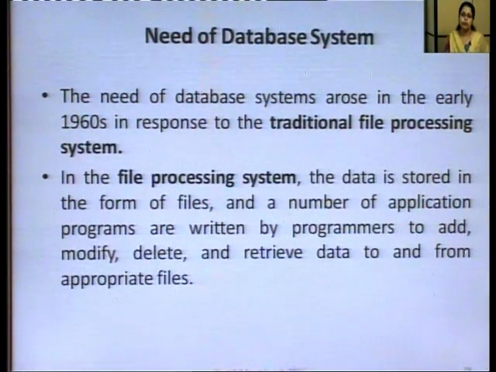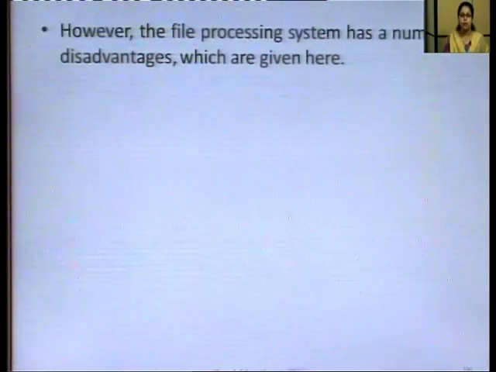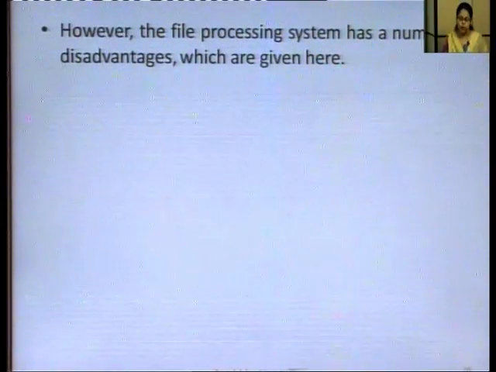In the traditional file processing system, the data is stored in the form of files, and a number of application programs are written by programmers to add, to modify, to delete, and to retrieve data to and from the appropriate files. New application programs are written as and when needed by the organization. So in the traditional file processing system, we used to store data in files, and we used to write an application program for each operation we want to perform on the particular file. However, this file processing system has a number of disadvantages, which are given here.